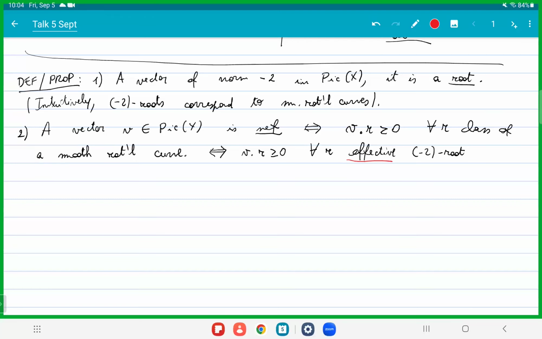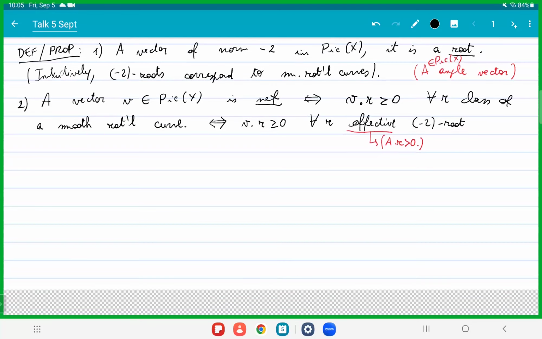And we can do this in many ways. For instance, we could fix once and for all an ample vector A in Pic. And say, well, a root is either effective or anti-effective, and it's effective when A dot R is positive. Okay, so we have this ample vector, and we can basically partition the set of roots into the effective roots and the anti-effective roots, and this alone allows us to define what a Nef vector is on this K3 surface.